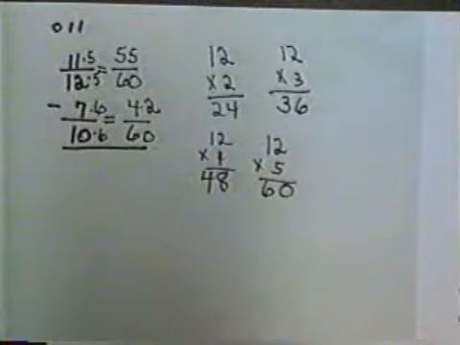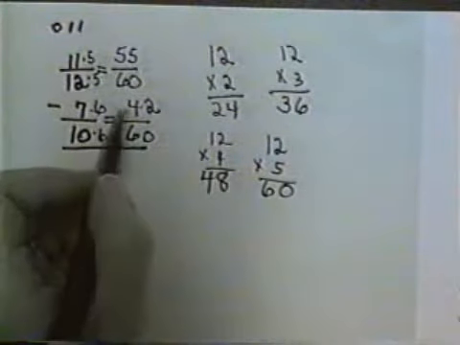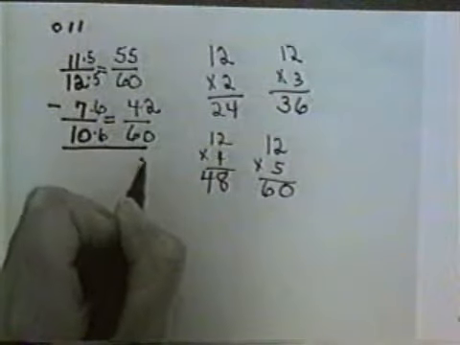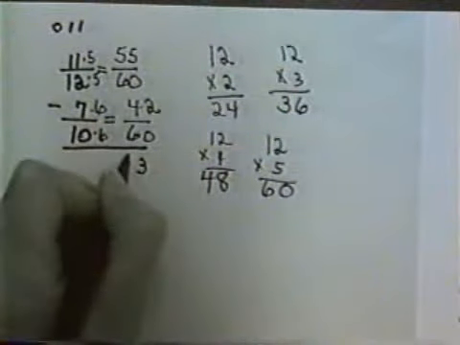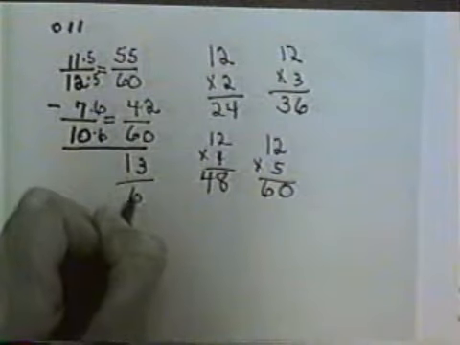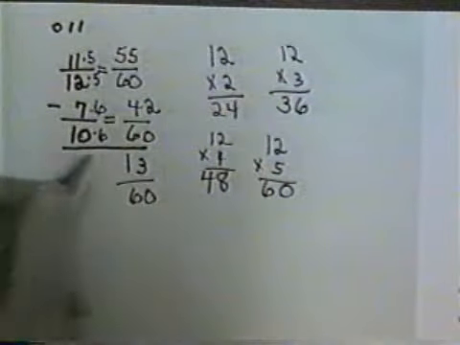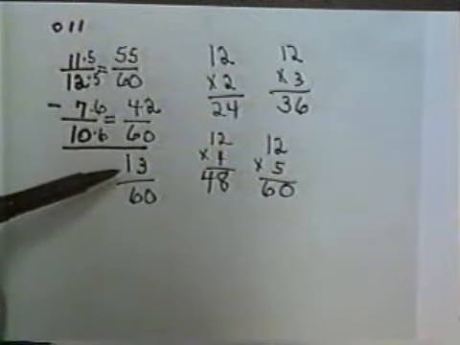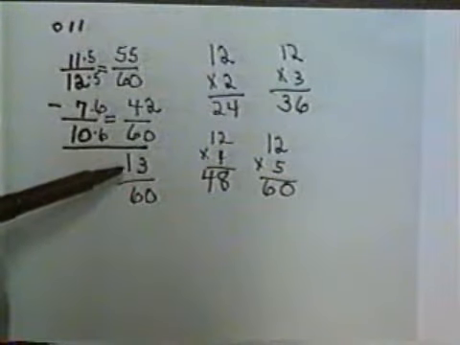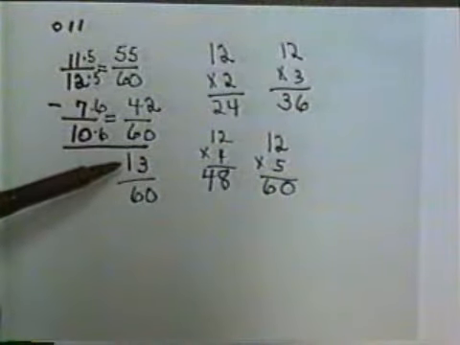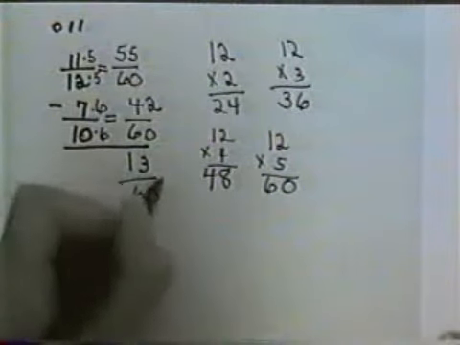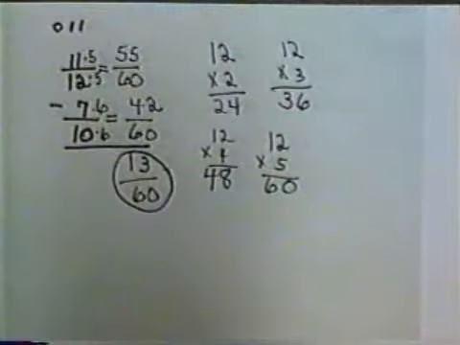Now remember, we're subtracting, so we have to subtract 42 from 55. So 2 from 5 leaves 3, and 4 from 5 leaves 1. And we keep our denominator of 60. And we look at that to see if we can reduce that 13 sixtieths any. And 13 doesn't have any divisors besides itself and 1. So the only way we could reduce it would be if 13 would go into 60 evenly. And since it won't, that's our answer. 13 sixtieths.